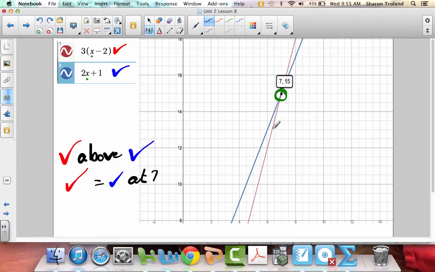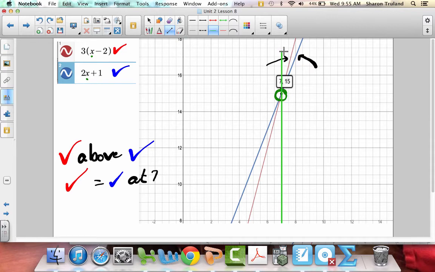Now above, see now how we move and the red line is now above the blue line? And well, what x values make it go above? Well, here was 7 right here. And if I drew this line, this is the line where the x values are always 7. And here's the line where the x values are always 8.